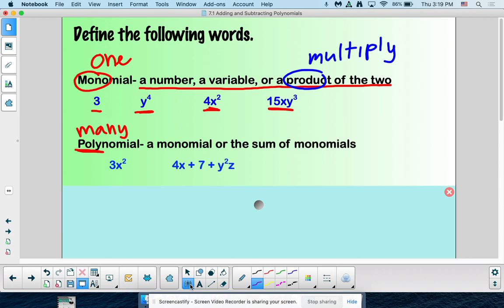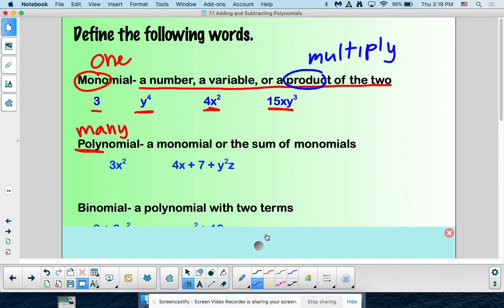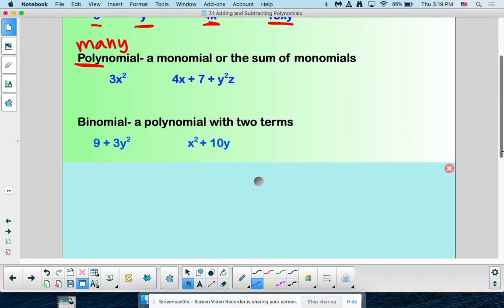Now from here, we can get more specific with a polynomial. You could call it a binomial. A binomial is a polynomial with 2 terms, because the prefix bi means 2. Think of a bicycle. A bicycle has 2 wheels. Bifocals, like glasses, have 2 lenses. That first part, bi, means 2. Do you see we have one term here and one term here? It's a binomial.